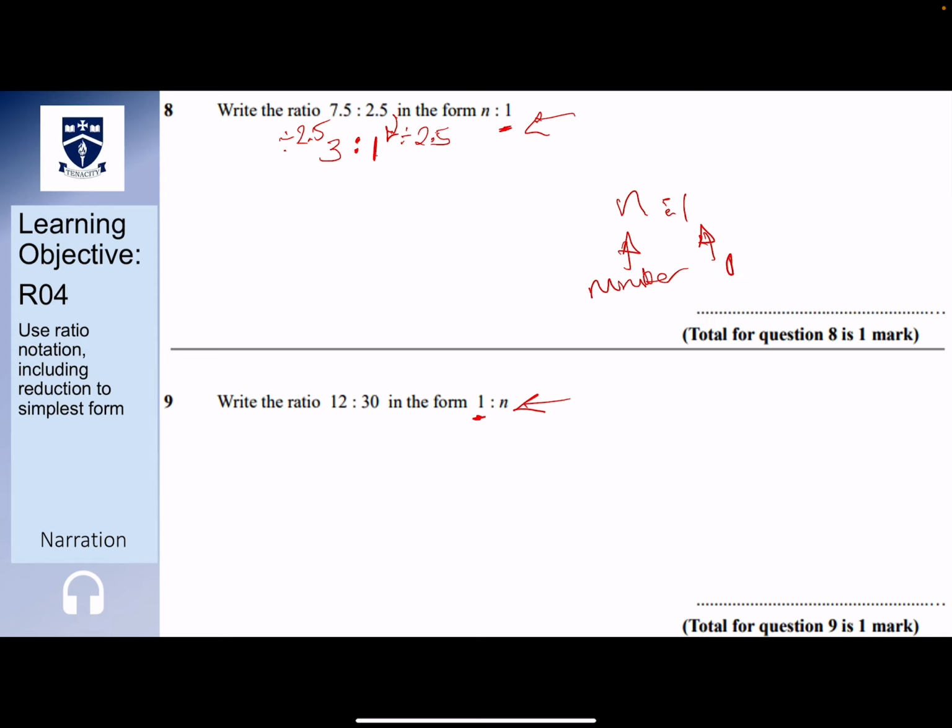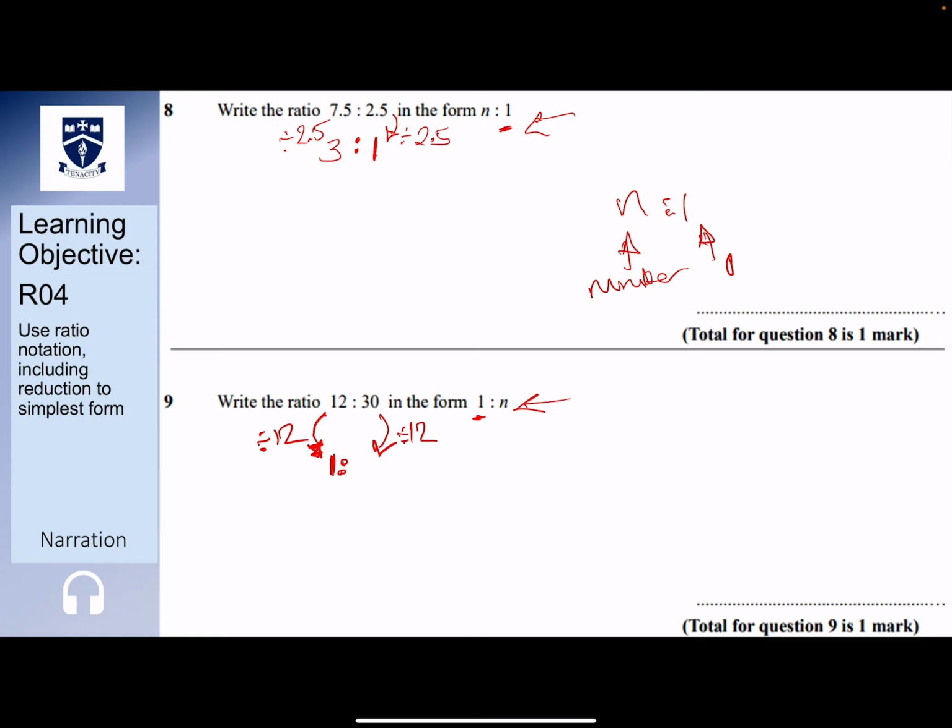So when I'm doing my second question, it's the other way around. I'm doing 1 to n. So I need one of them to be the 1 and the other to be a number. So I am looking at this one, and I want to get 12 to be a 1. What am I dividing 12 by to get it to be 1? Well, I need to divide it by itself. Now, if I divide 12 by itself, I need to divide 30 by the same number. So I'm dividing 30 by 12. So I'm going to have 1 to something.